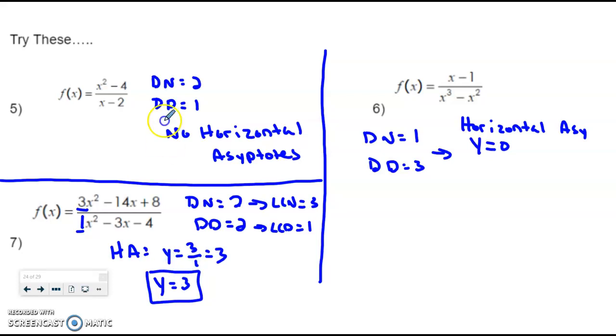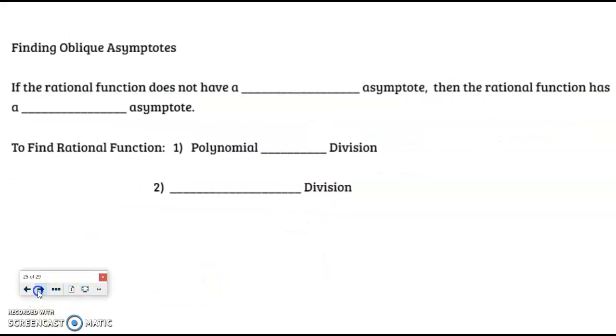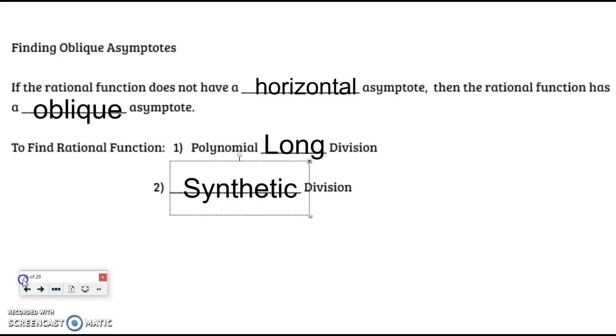So, what happens when I run into a situation like number 5, in which I don't have a horizontal asymptote? Well, we're going to be looking at an idea called oblique asymptotes. If a rational function does not have a horizontal asymptote, then it will have something called an oblique asymptote. And how are we going to find those? We're going to use polynomial long division or synthetic division. That's what we were talking about in the last unit.